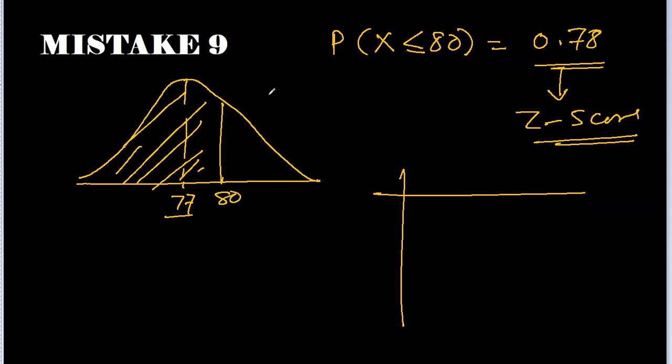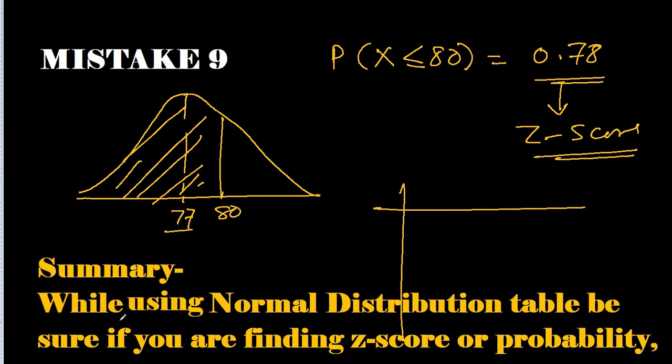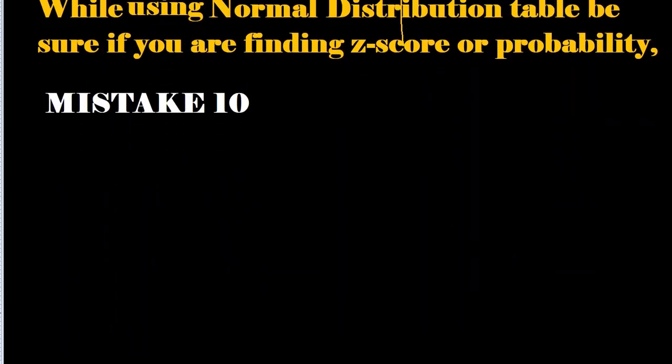In this case, they will mostly ask for the standard deviation. What is the standard deviation? You'll get a wrong answer in that case. And I hope the summary is quite clear. While using normal distribution, you should be very sure what you are trying to find, Z-score or probability. Use your table accordingly. And the final mistake which I have observed is that normal distribution is for continuous data.